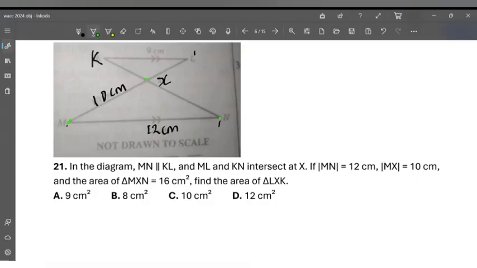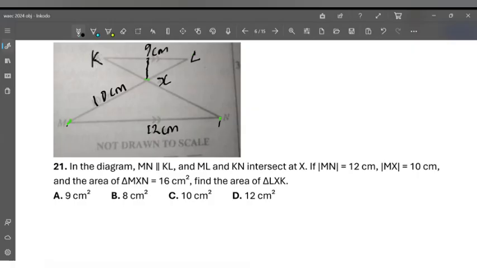We are told to find the area of triangle LXK. So this is LXK. Alright, so how do we go about solving this? We know that the formula for the area of a triangle is half base times height. For this triangle, we are told to look for the area. We have the base, which is here, 9 centimeters, but we don't have the height. The height is unknown, so we are looking for that height.